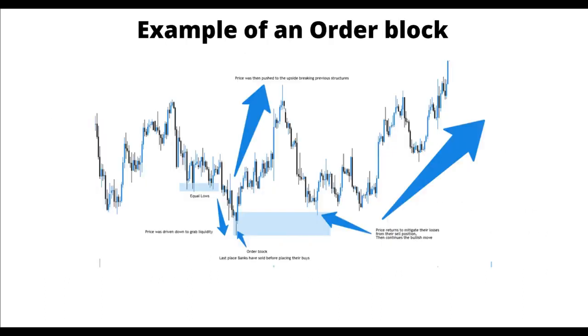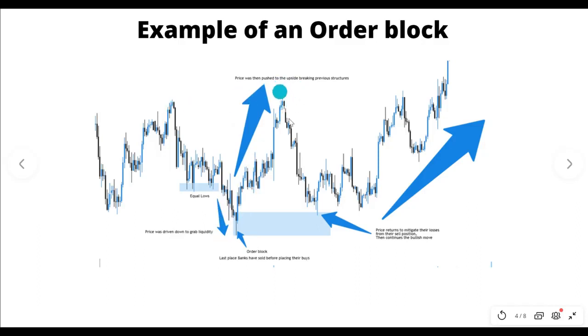Okay, so let's look at an order block. So this is an example. So what can we see here? We've got a support level here. I'm going to call that equal lows. The third touch is where people will be looking to buy, but what happens? It breaks through, and then flies up and breaks all these structures on the way. So price obviously grabbed liquidity. Okay, it's pushed up to the upside, breaking previous structure.